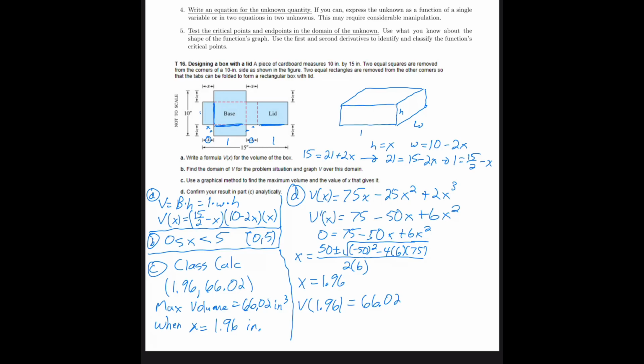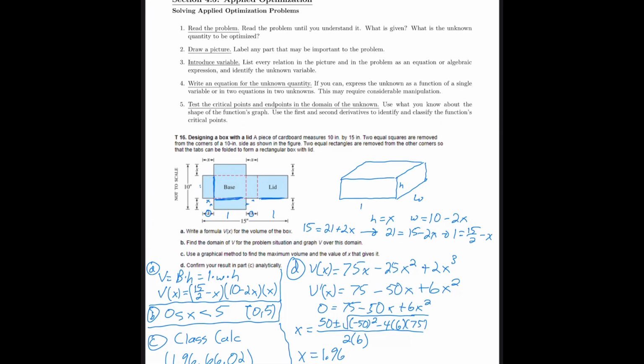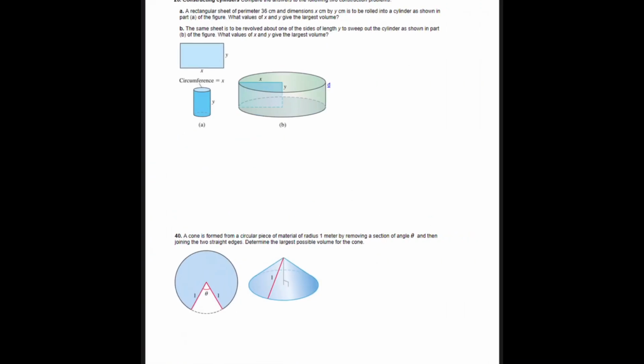So that basically shows you the two different ways you can go about solving this. You can use your ClassCalc app once you've got the function to graph it and look for a maximum, or you can use the analytical approach using calculus. And it's not a bad idea to do it both ways so that you can compare your answers for checking. Okay, so that's the idea of what we're doing in this section. So let's go ahead and flip over to the next page and try a couple more of these together.